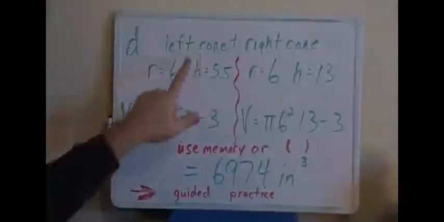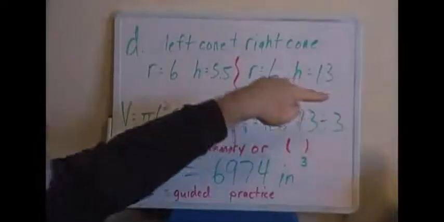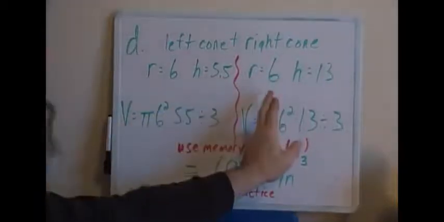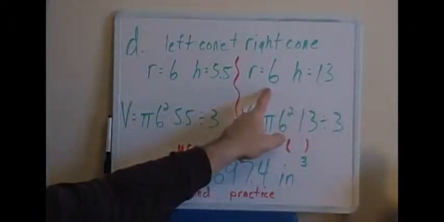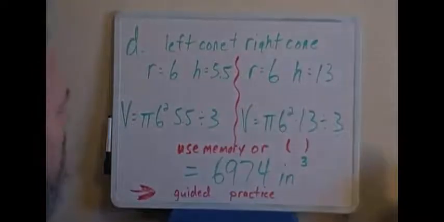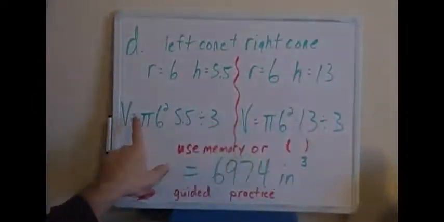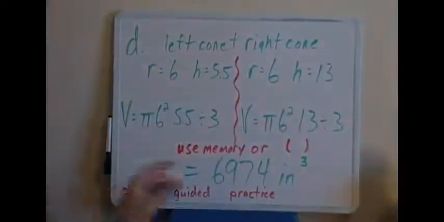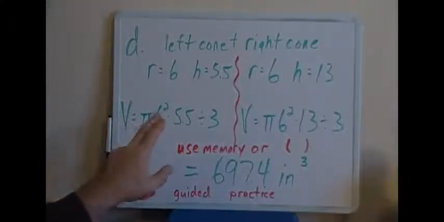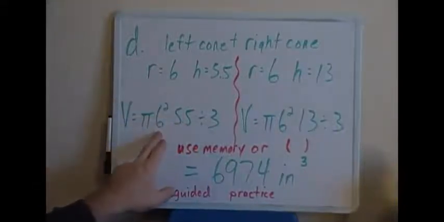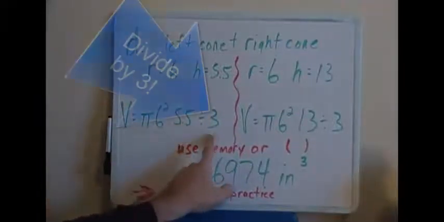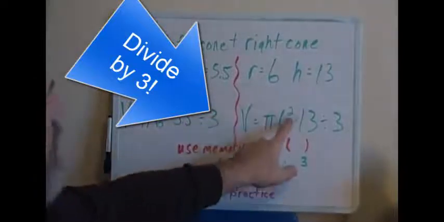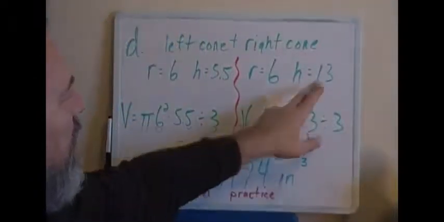Problem D, we have a left cone and we have a right cone. The cone on the left has a radius of 6 and a height of 5.5. The cone on the right has a radius of 6 also, and its height is 13. So we're going to calculate the volume of each of them and add them. The left cone plus the right cone will give us our total answer. So you can put pi times 6, the radius, squared times 5.5 for height divided by 3. And then for this volume, it's pi times the radius of 6 squared times 13 for the height, and then divide by 3.